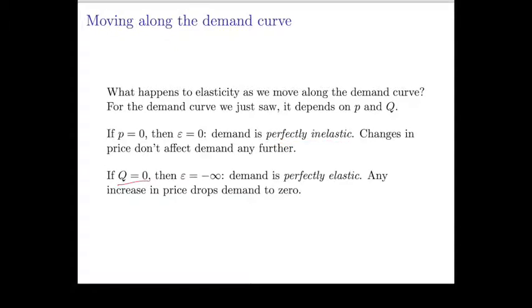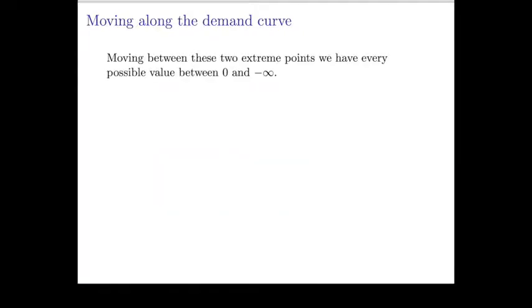If Q is 0, we find that the elasticity is negative infinity. So the demand is perfectly elastic. Think of a situation where the price is high enough that there's a very small quantity of the good being demanded. If you increase the price just a little bit, the quantity drops to 0. So the proportionate change to quantity is infinite. So moving between the two extreme points, where price is 0 and where quantity is 0, you have every possible value of elasticity between 0 and negative infinity.